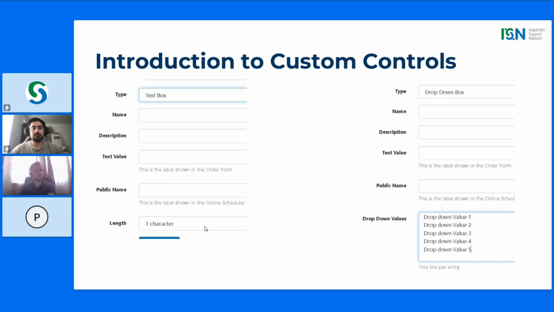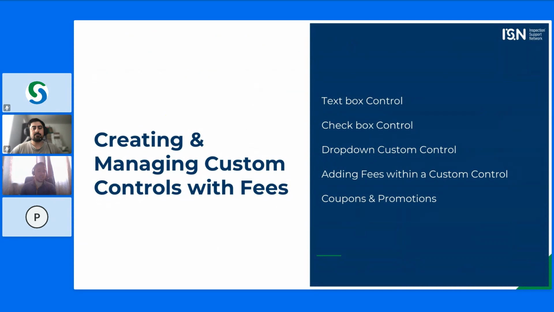Okay, this is what you'd see when you're creating a text box. You'd enter your name, your public name, if you want it shown in your online scheduler, and how many characters that field will allow the person to enter. Okay, and if it's a drop-down box, remember it's one line per entry, so you could just enter those values as well. And now Jose will take over the webinar to explain the rest of the subjects.